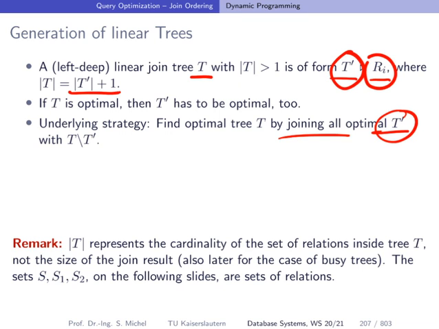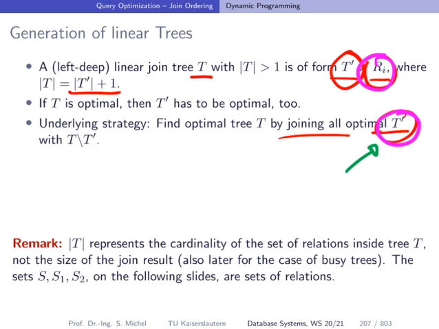And the idea behind dynamic programming is that, like in the previous example, for the relations in T without Ri, we have already stored and pre-computed the optimal tree T prime. So we don't have to do it again. We can build our optimal trees by looking at optimal solutions for subproblems, but we have to look at all possible ways to combine these sub-solutions, subtrees, into our larger tree.